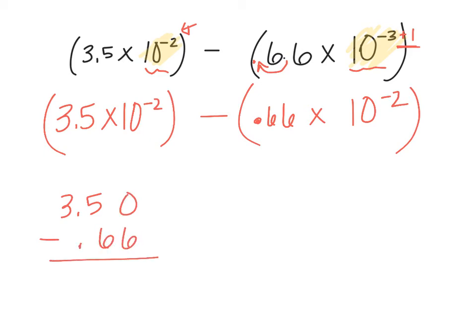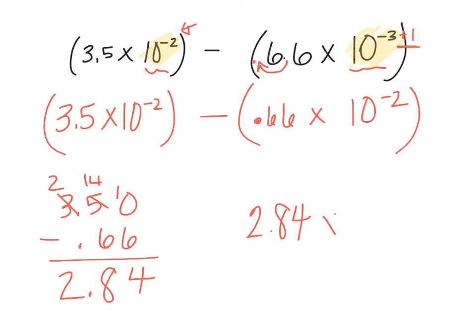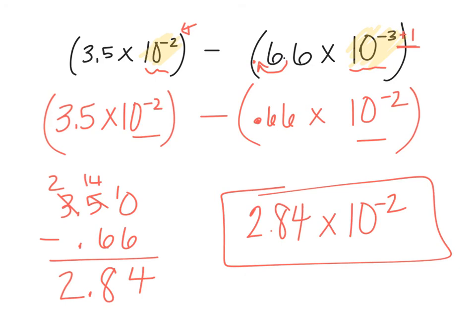Okay, I'm going to put a 0 here. I need to borrow. 10 minus 6 is 4. I need to borrow again. 14 minus 6 is 8. And then 2.84. So I end up with 2.84 times 10 to the negative 2. And there is my final answer in scientific notation.